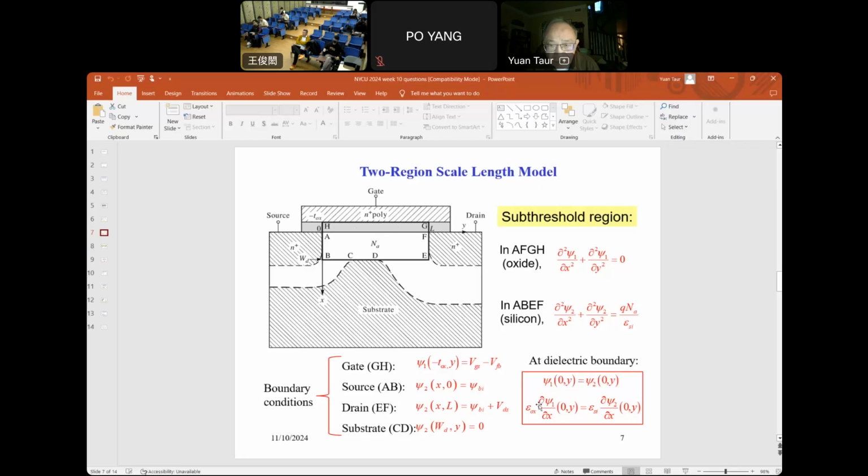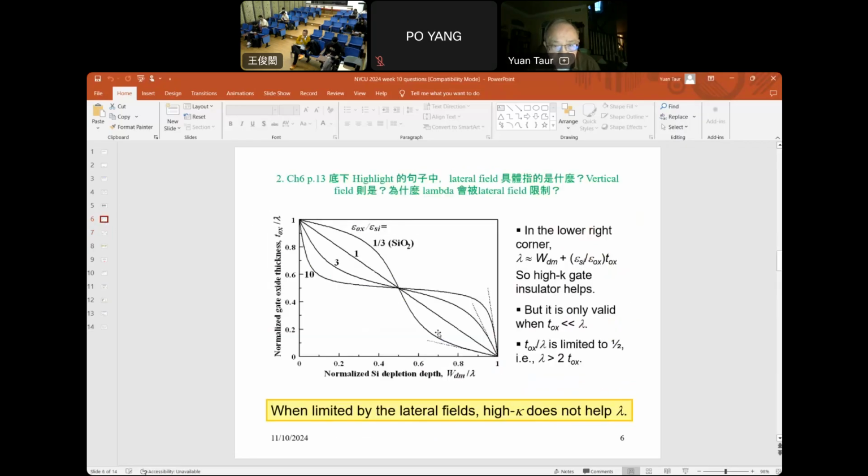Okay, so only the vertical field is multiplied by the permittivity. In other words, vertical displacement is continuous. In the lateral case, either field or potential is continuous, and there's no permittivity, no dielectric constant here. And so we go back to this picture. So this shows the lambda solution for different thickness and different dielectric constant.